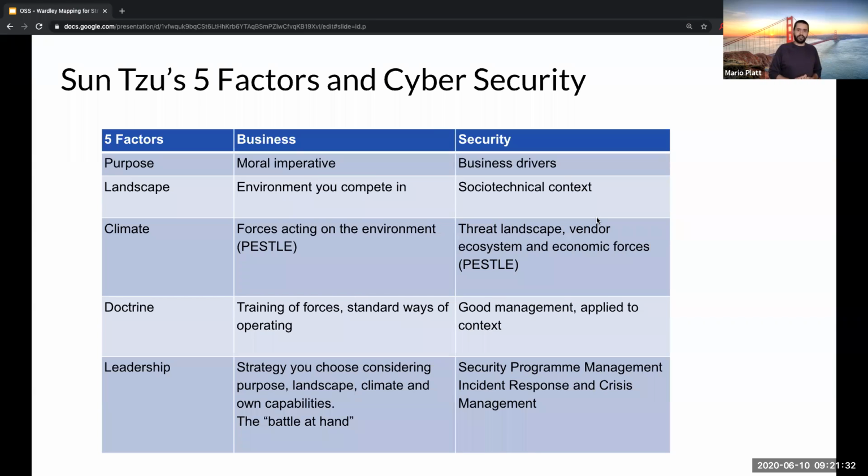Climate in business refers to the forces that are acting on the environment. Right?